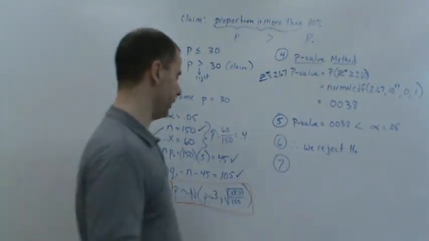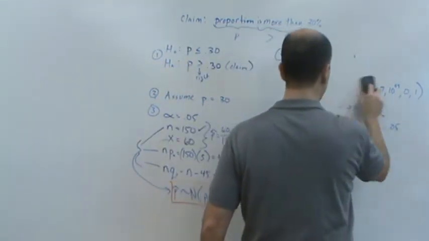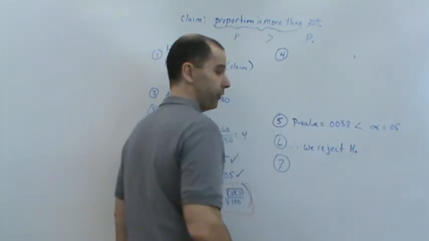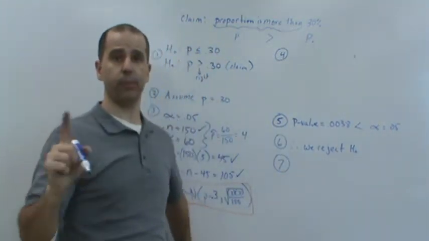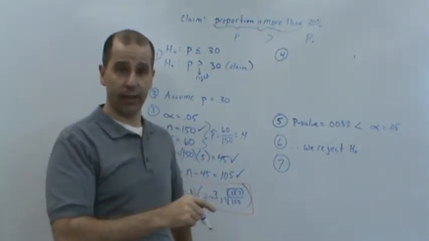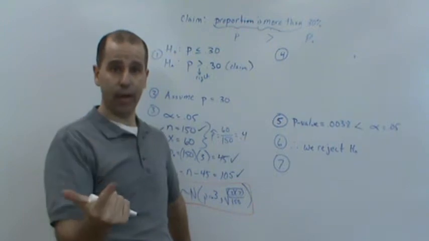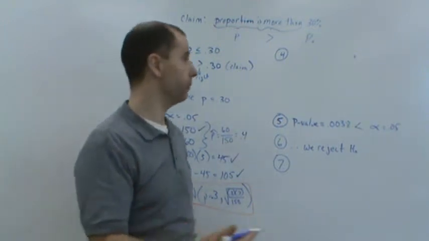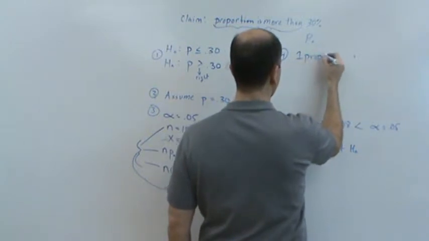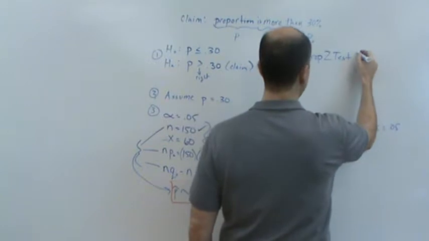Okay? Now, the last thing is, let's show you the calculator. Now I just showed you the traditional method and the p-value method separately. Now I'm going to show you the function in the calculator that will give you both your test statistic and your p-value in the same output. Okay? So we're going to use one proportion z-test, or one prop z-test.